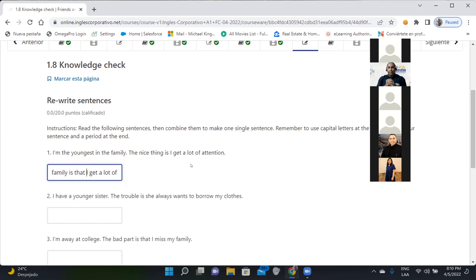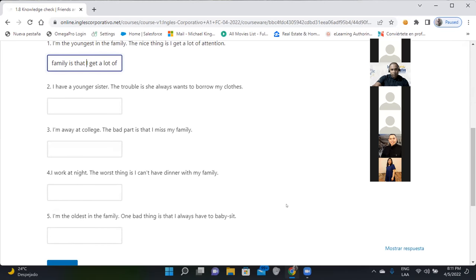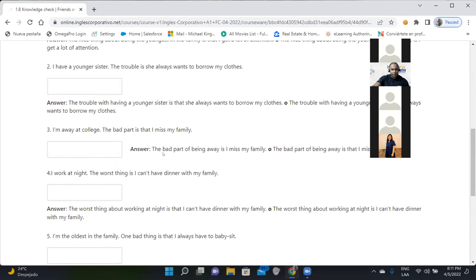Yes. Okay. At this moment, does anybody have any questions related to this activity? Any questions? Teacher, I know about the structure, but I have a problem with the number 3. Okay. I tried many times, and the platform gave me a mistake about the number 3. Okay. Me too. Okay, let's look at number 3 together.